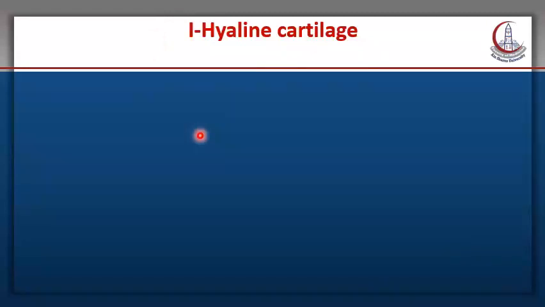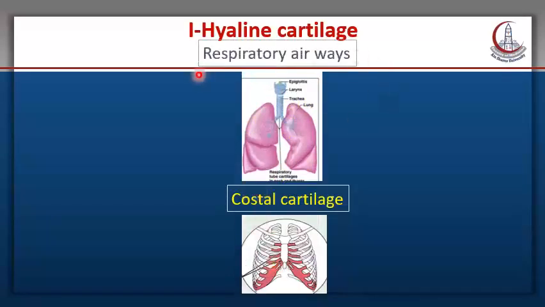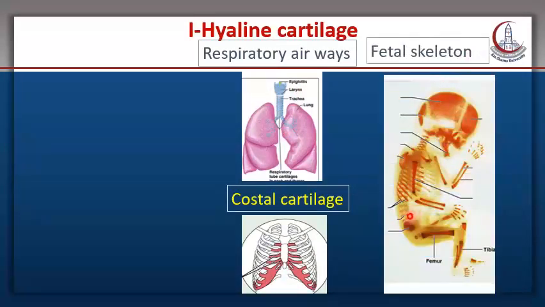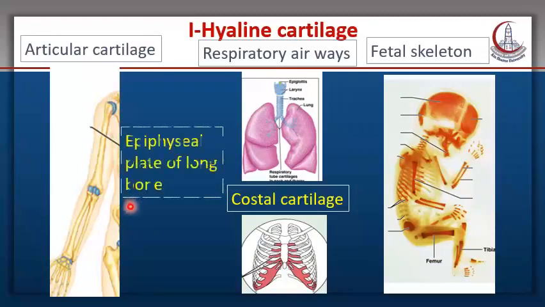To know the sites of hyaline cartilage, a very common site is the costal cartilage. The junction between the ribs and the sternum is formed of hyaline cartilage and called costal cartilage. We have also some cartilage in the respiratory passages, including the larynx, the trachea, and the bronchi. Also, the fetal skeleton is formed of hyaline cartilage. The articular cartilage of the joints is formed of hyaline cartilage. Also, the epiphyseal plate of long bone is formed of hyaline cartilage. It is very important for every type of cartilage to know the sites where these cartilages are present.